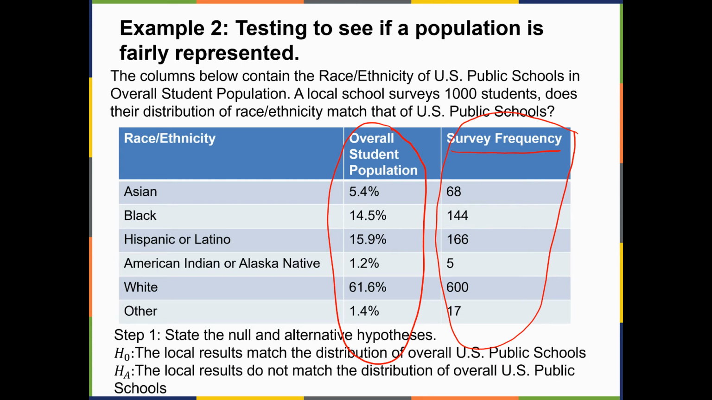So, of course, step one, as always, is to state the null and alternative hypotheses. The null hypothesis is always going to be that the distributions match. So the local results match the distribution of overall U.S. public schools is our null hypothesis. Our alternative hypothesis is they do not match.